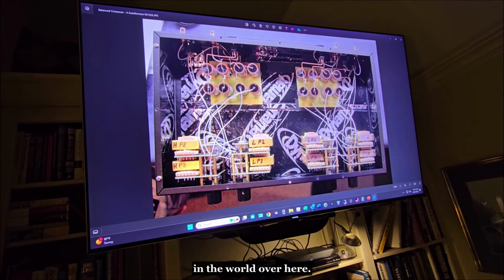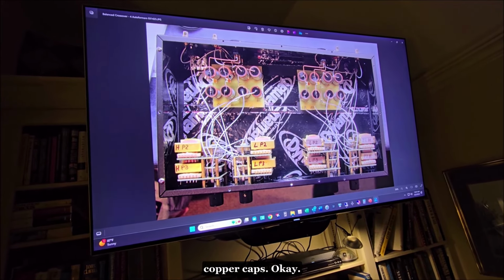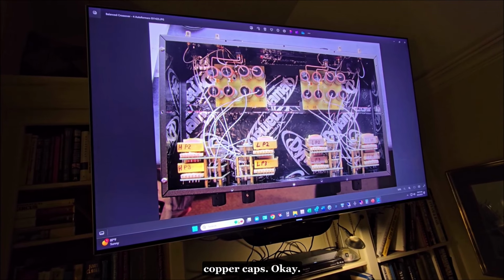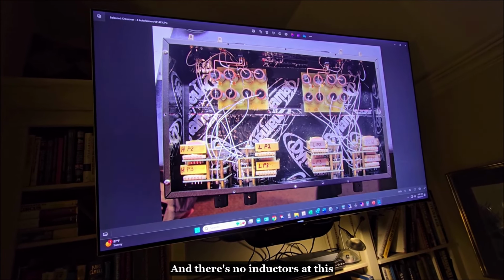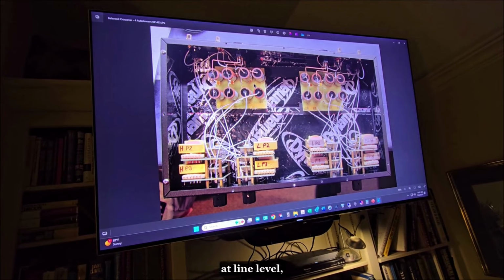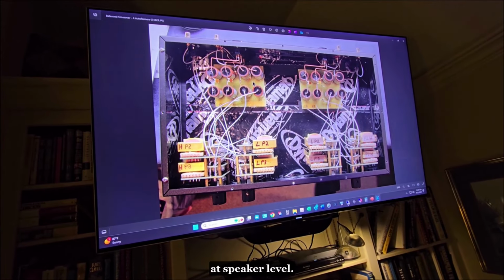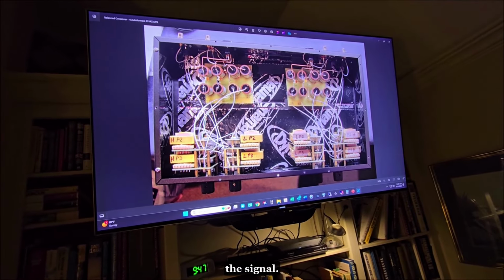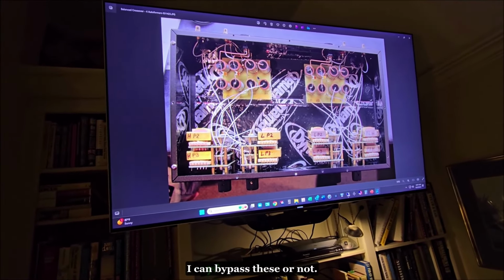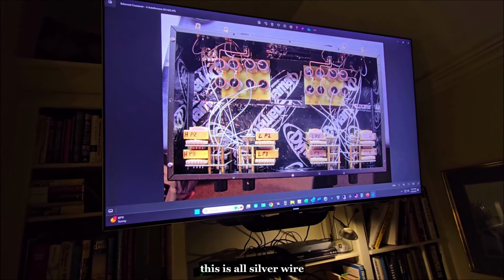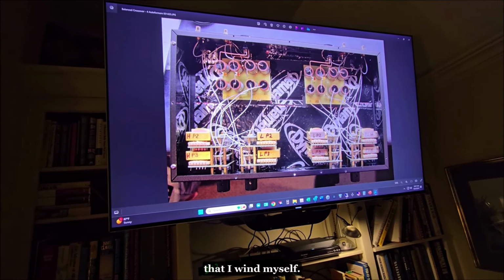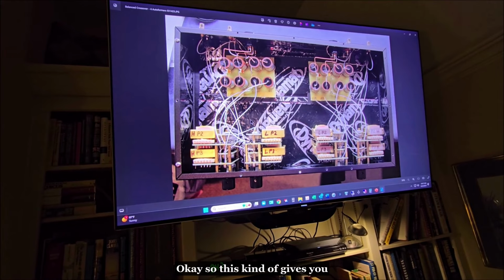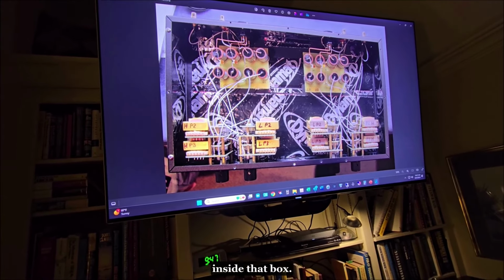Over here, these are all MyFlex copper caps. And there's no inductors at this point because you're at line level. You're not dealing at speaker level. So you don't need inductors here. So this is what splits the signal. Now I can bypass these or not. All this wire in here, this is all silver wire that I wind myself. Gotcha. So this kind of gives you an idea what's inside that box.